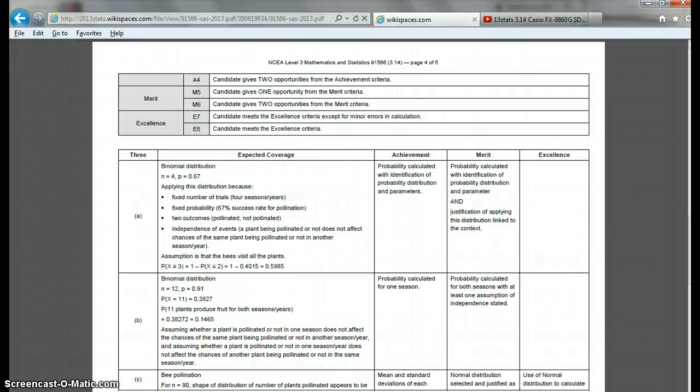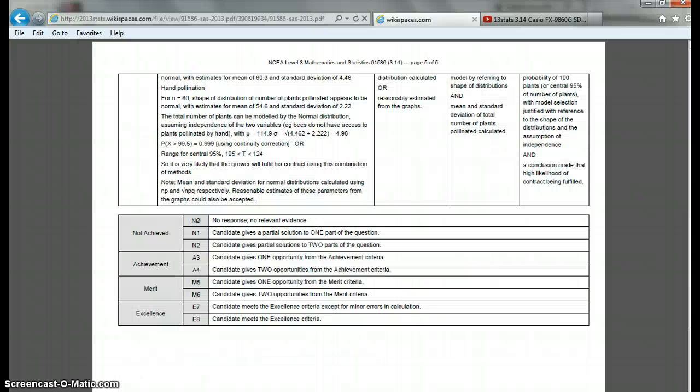Okay, and then you've got 3 questions, and then it doesn't tell you what you need to do to pass overall because they don't know yet.